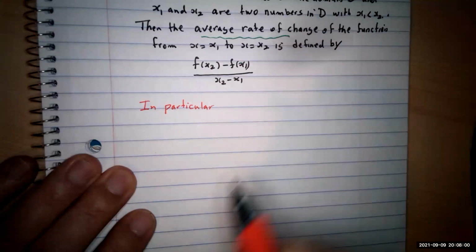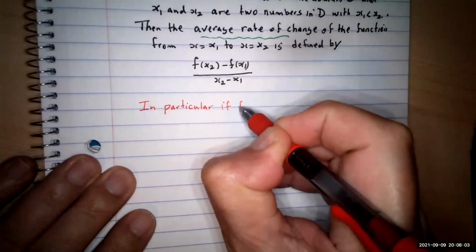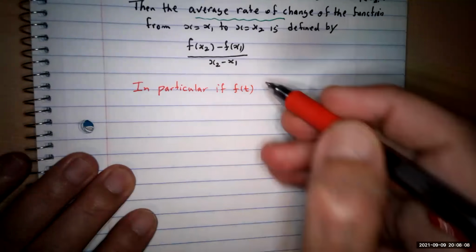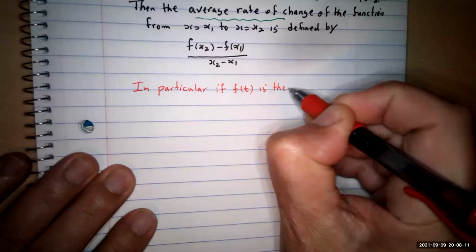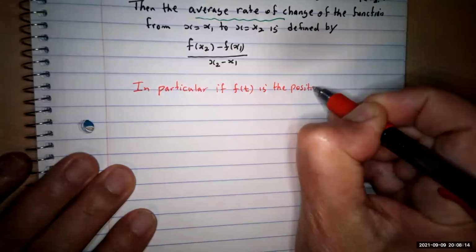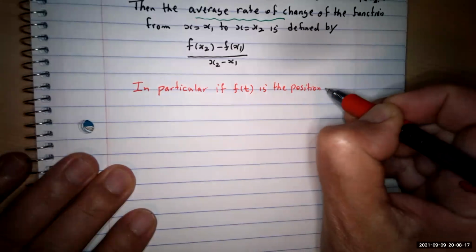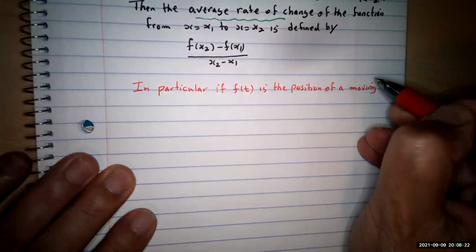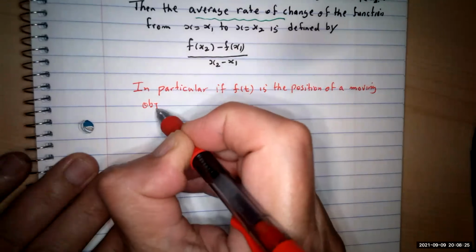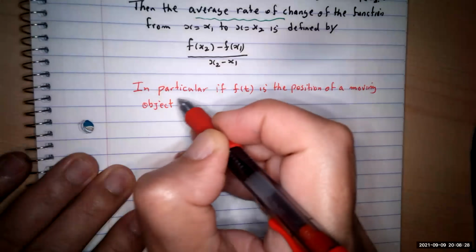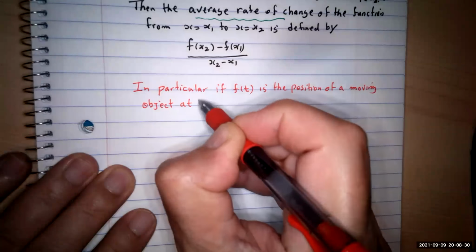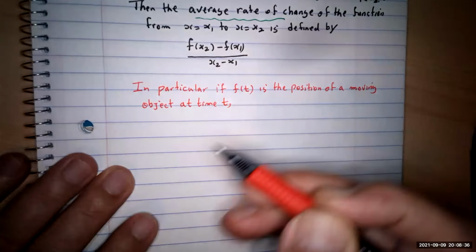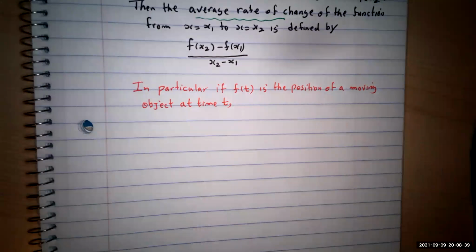So in particular, if we use f of t, f of t is your position when you drive on I-5, if you like. It's going to be the position of the moving object at time t. After 5 hours, we want to know where you are. So we find f of 5.